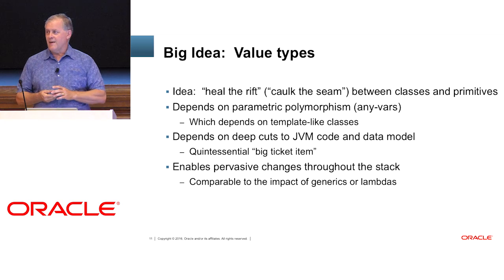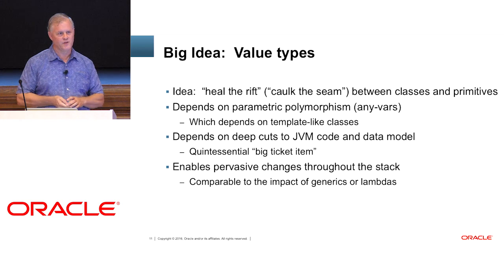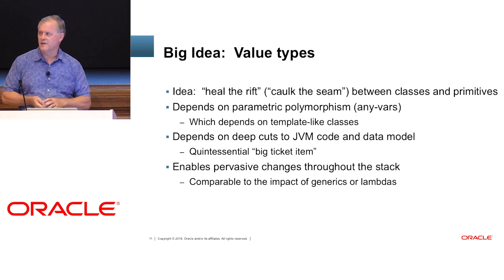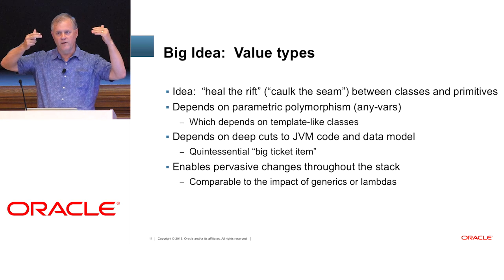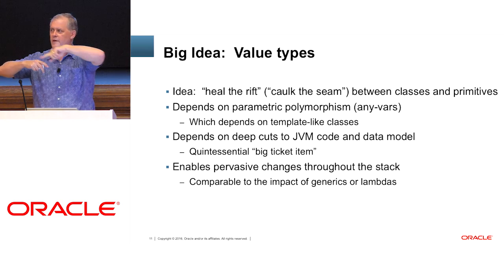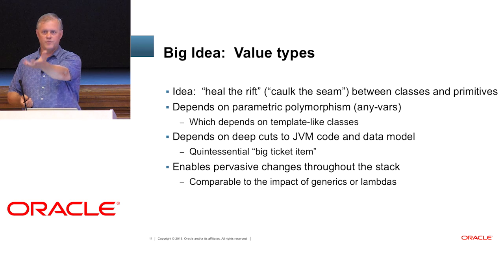What do value types enable? Huge changes throughout the stack. I almost think of this as the Francis Fukuyama end of history for Java. This is the last big thing that Java needs, in my opinion: the unification of primitives and objects, but with everything looking like a class and adding in user-defined primitives.